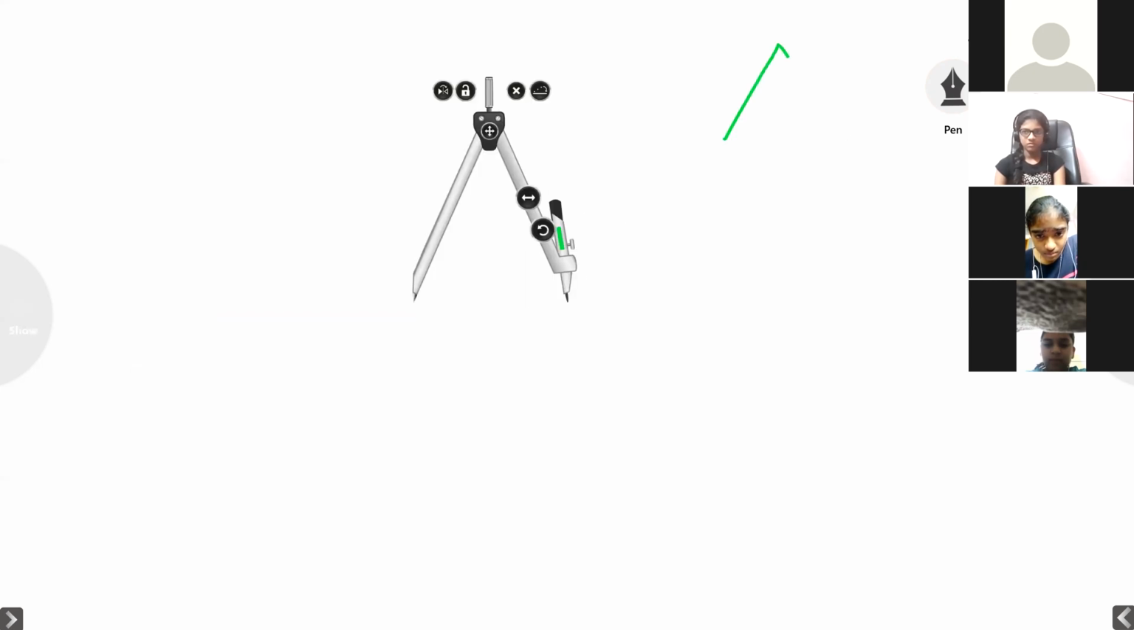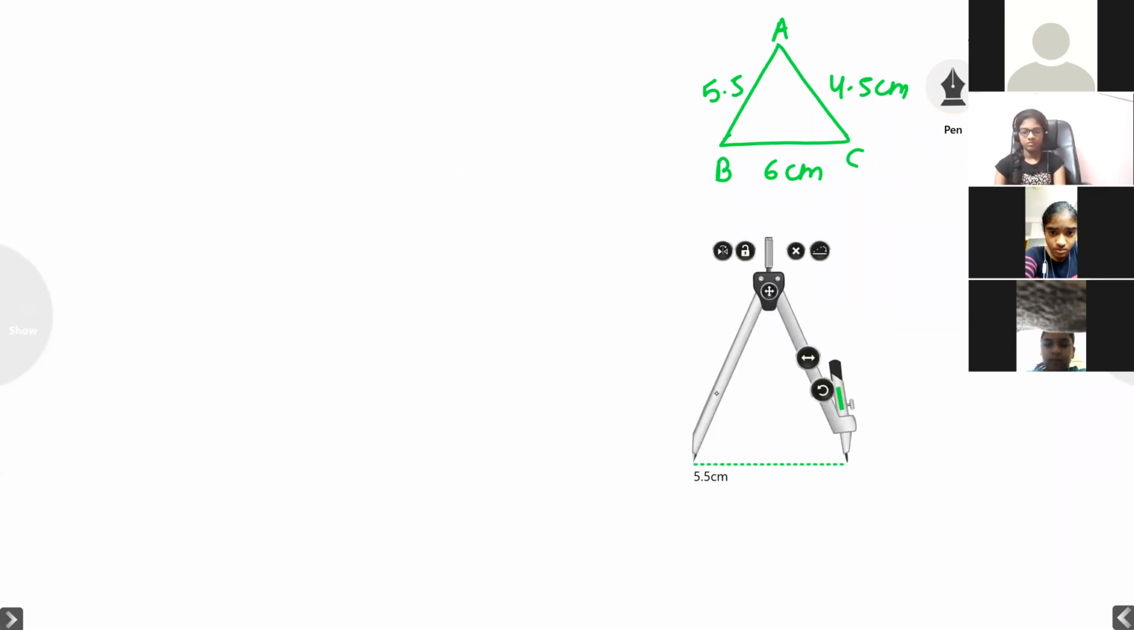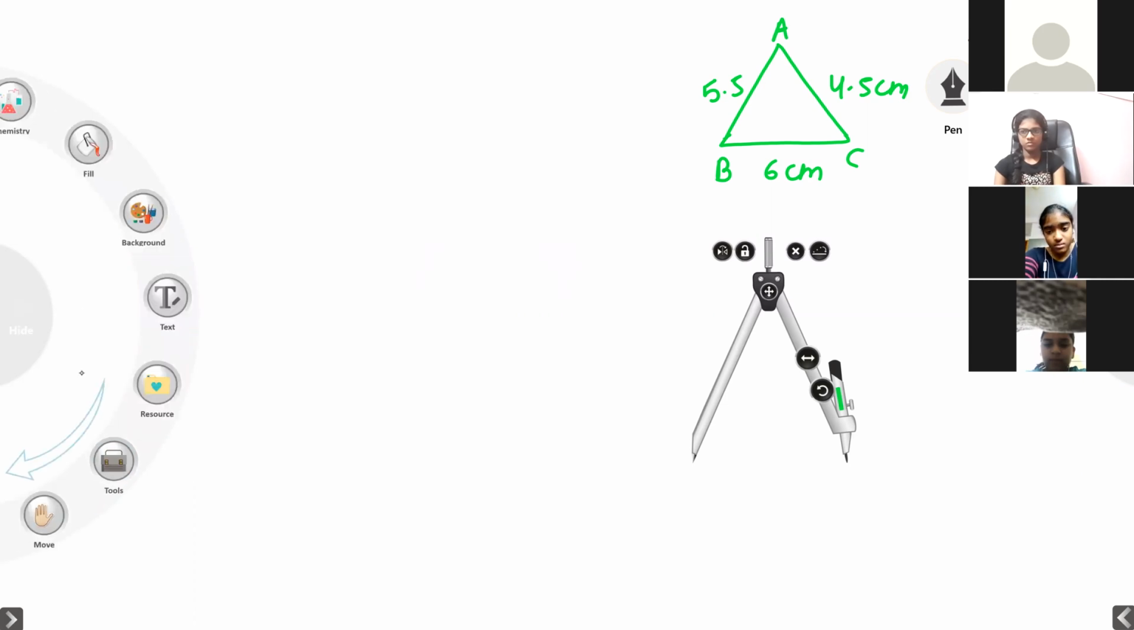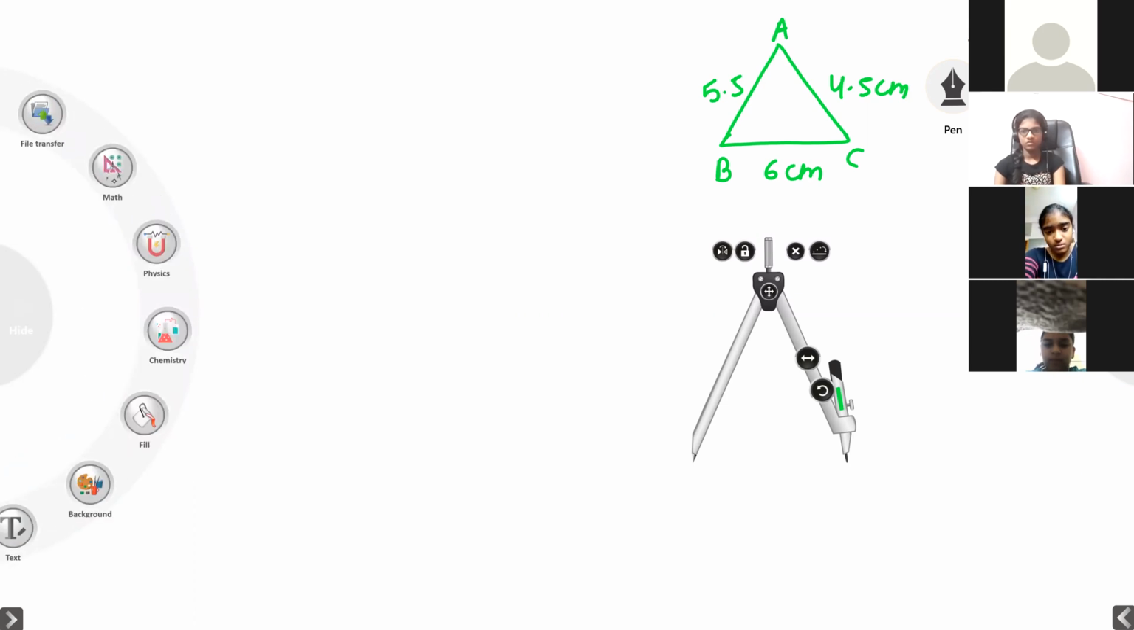Listen carefully, everyone. This was the 5.5, A, B, C, 6 centimeter. This was 4.5. This is the question, students. Firstly, I want to draw one line segment BC of 6 centimeter. Concentrate, everyone. This is a very easy construction. Don't worry.